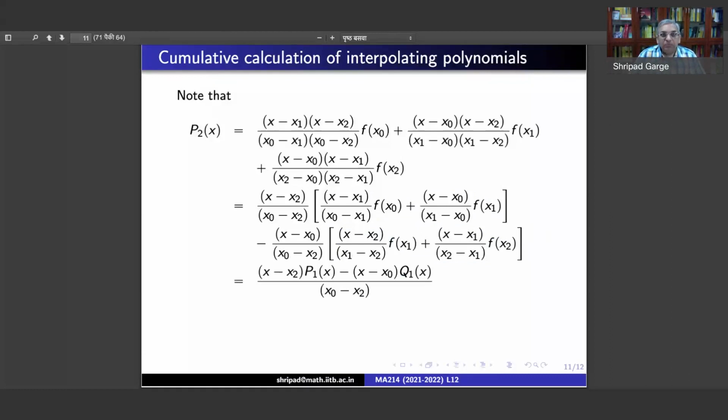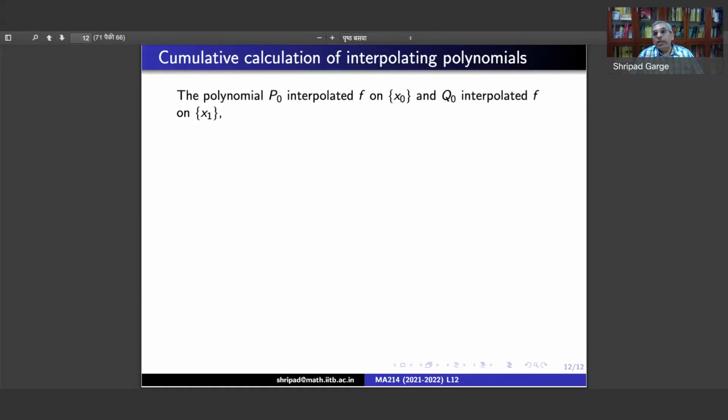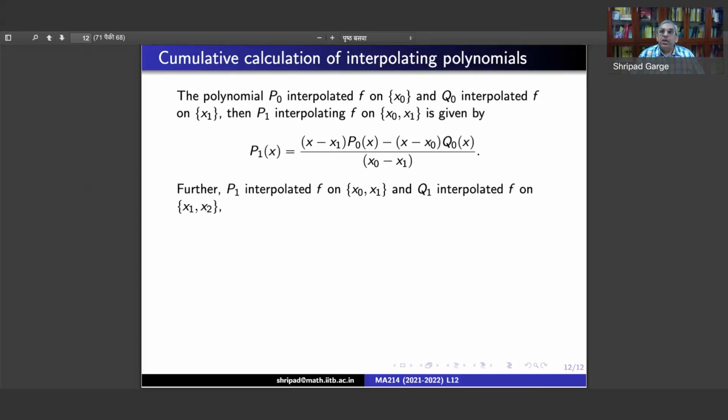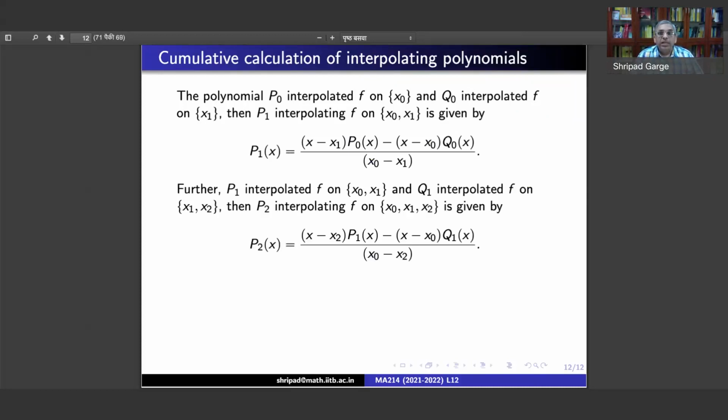Okay, so let's summarize. What we had was P0 and Q0 interpolated our function on x0 and x1 respectively, and then P1, which was interpolating our function on the union of these two singletons, is given by that formula. P1 interpolated the function on x0 and x1, Q1 interpolated it on x1 and x2, then P2 interpolating on the whole x0, x1, x2 is given by a similar formula. So from P1 to P2, we had replaced x1 by x2. That seems to be the only change.